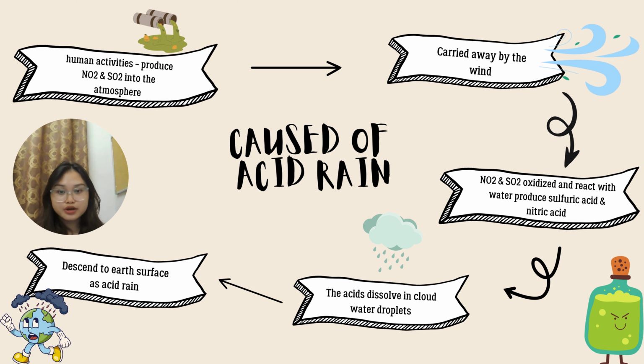This is a summary of the causes of acid rain. The first one is that human activity produces nitrogen dioxide and sulfur dioxide in the atmosphere. Next, they are carried away by the wind. And then nitrogen dioxide and sulfur dioxide oxidize and react with water to produce sulfuric acid and nitric acid. And then the acids dissolve in cloud water droplets. And the last one, it descends to the Earth's surface as acid rain.